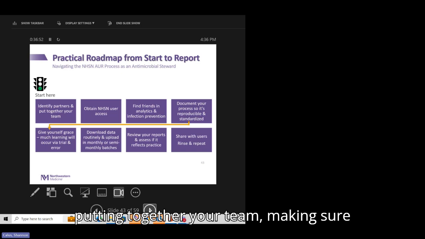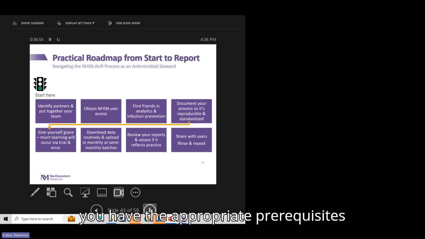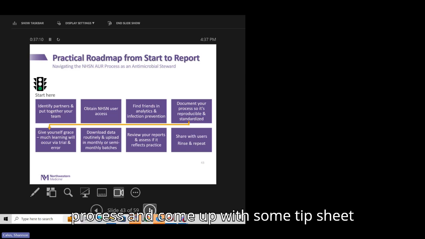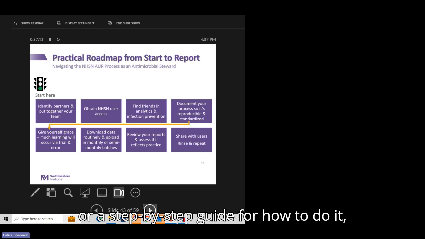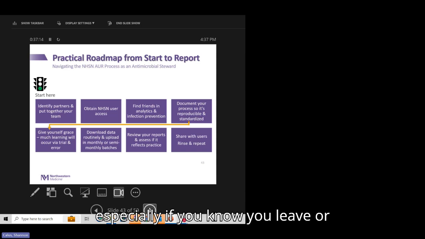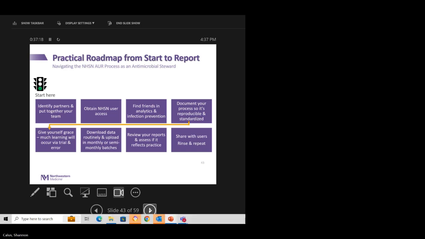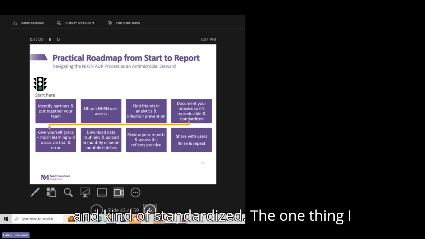So really, again, putting together your team, making sure you have the appropriate prerequisites and you're set up well. Partner and find friends in analytics and infection prevention. If you are an antimicrobial steward, or vice versa, if you're in infection prevention, find your friends in ASP. Try to document the process and come up with some tip sheet or step-by-step guide for how to do it, especially if you leave or somebody else takes over. We want to make sure that it's transparent, reproducible, and standardized.